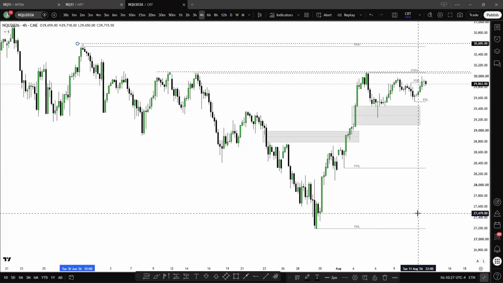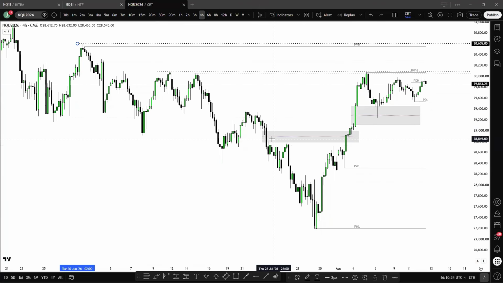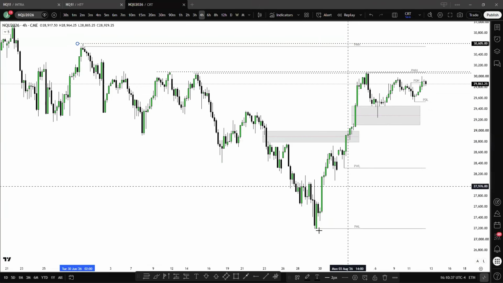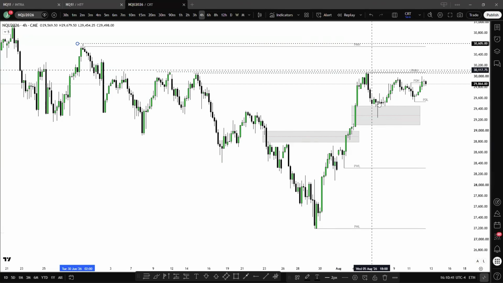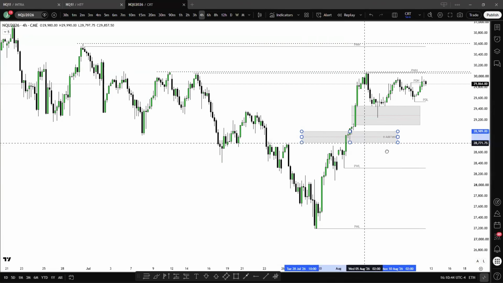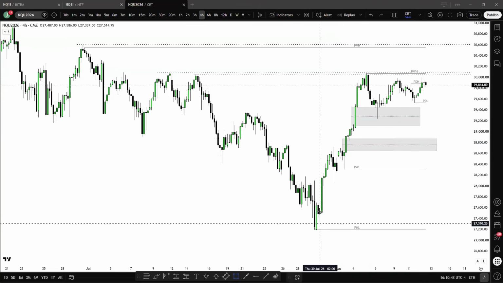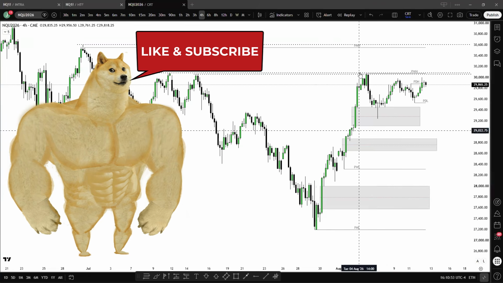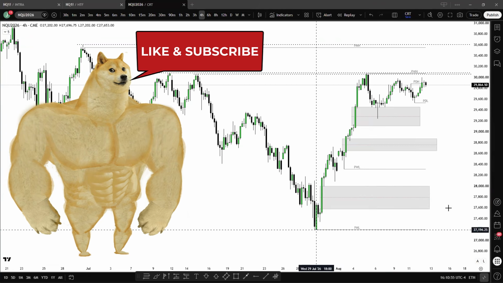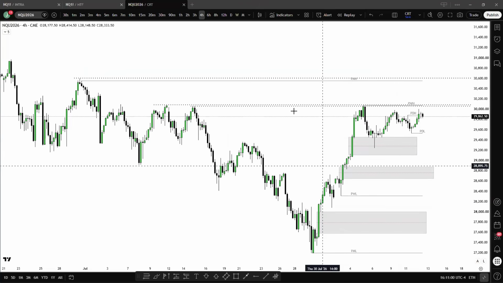Okay, fair value gaps and imbalance are what we call internal liquidity. They're internal levels in between these pivot highs or lows. You have a pivot high, a low, a pivot high, and in between, you could have one fair value gap or you could have multiple fair value gaps, right? These are internal liquidity levels. The external levels, pivots, are external. Okay, this is all you need to understand.